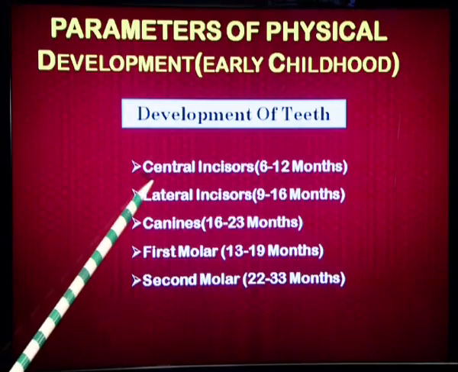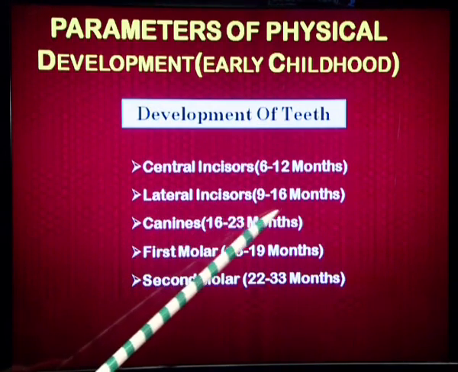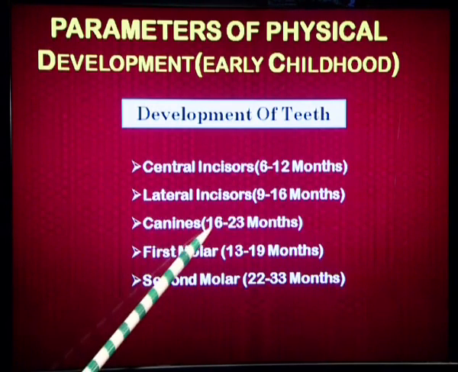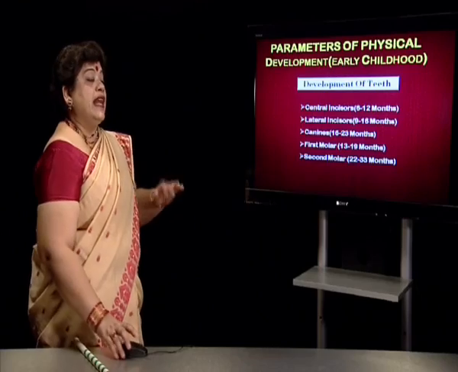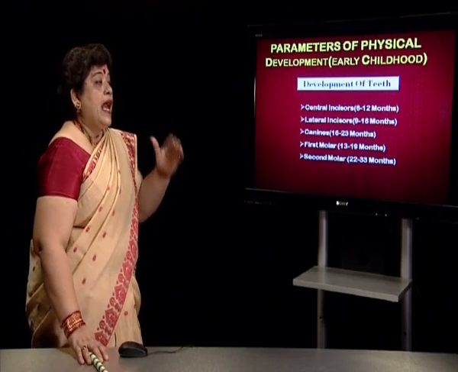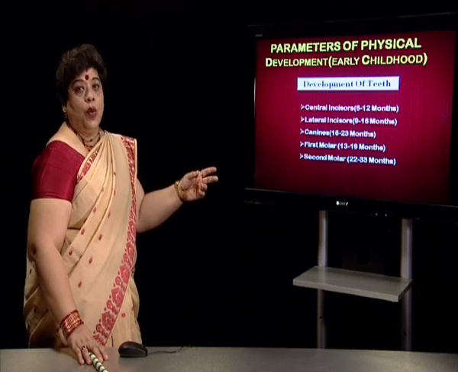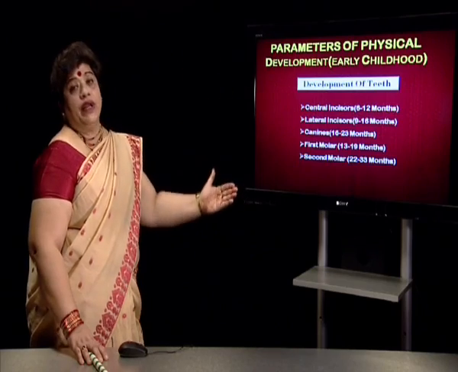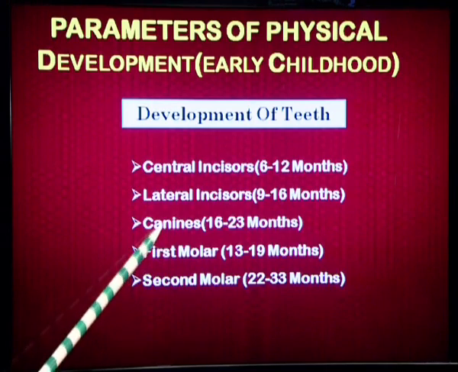That is, first the central incisors come at the age of 6 to 12 months, lateral incisors from 9 to 16 months, canines from 16 to 23 months, first molar from 13 to 19 months, second molar 22 to 33 months. If you remember, there was one of the principles that the development will always happen in a step by step manner. No one or other step is going to get overlapped. First, this is the order in which the teeth will erupt, that is from central incisors to lateral incisors to canines to first molar and to second molars.